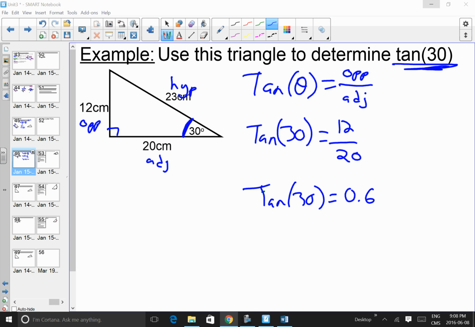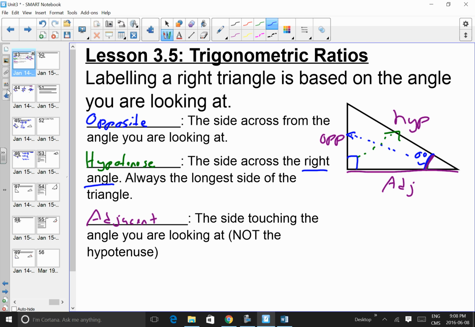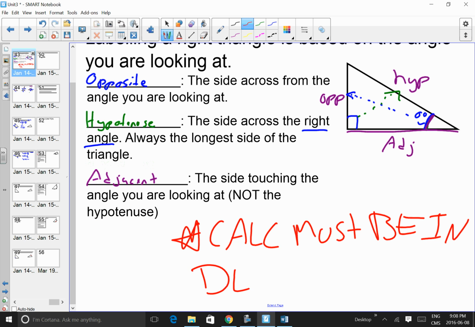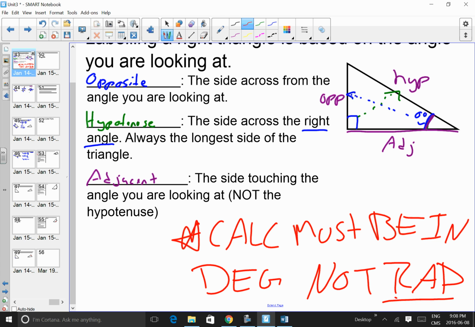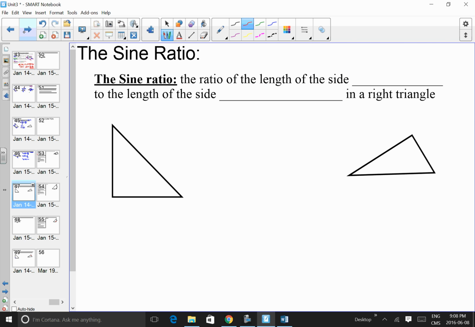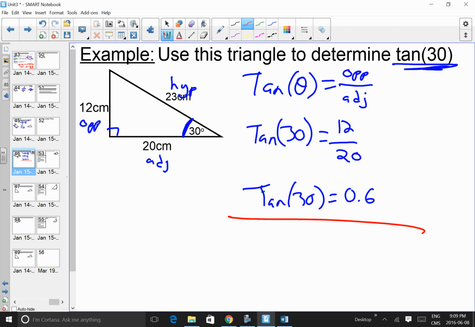Alright? So, let this be a note to you. Put this on the first slide here. Your calc must be in degrees. Must be in degree mode, not rad. Okay? Radians or rad will not work for this stuff yet. We don't really even talk about that until grade 12. Alright, so that's figuring out tangent.